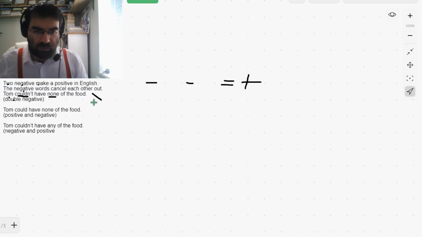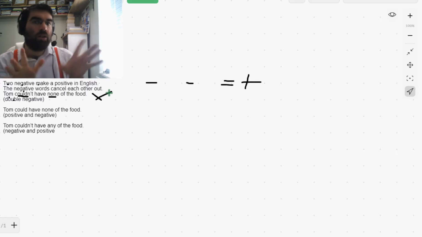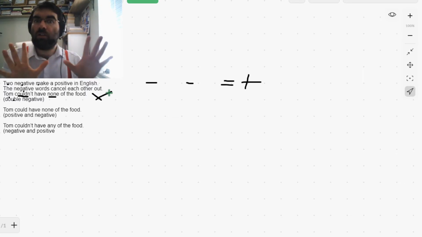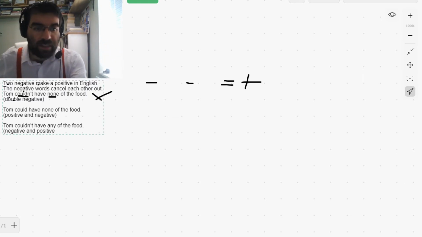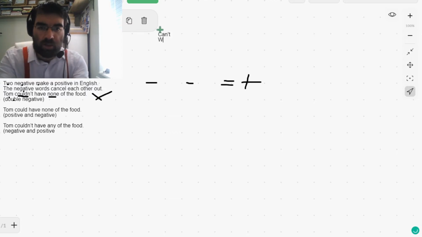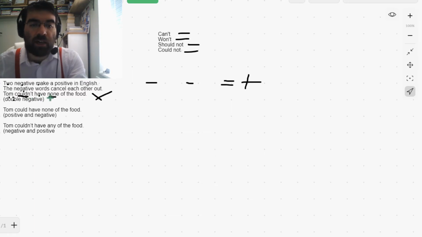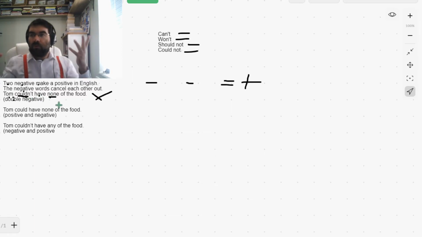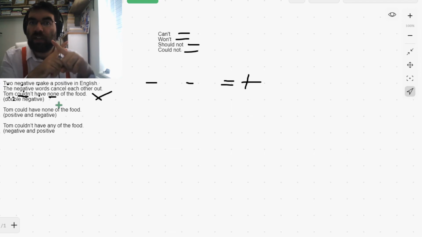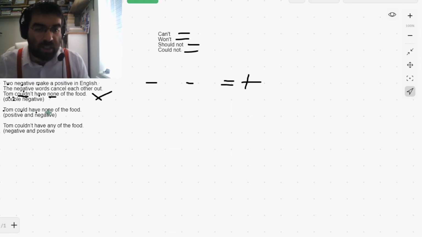Double negative. So could not, should not, must not, can't, won't. These are negative words, all negatives. So Tom could not have none of the food. He can't have any of the food. Tom could have none of the food. So positive, could, and none, negative. Makes sense.